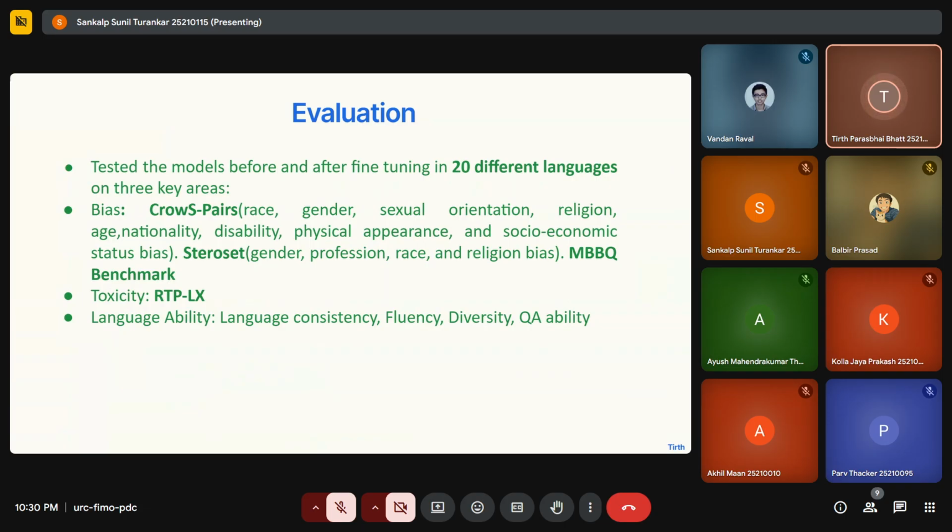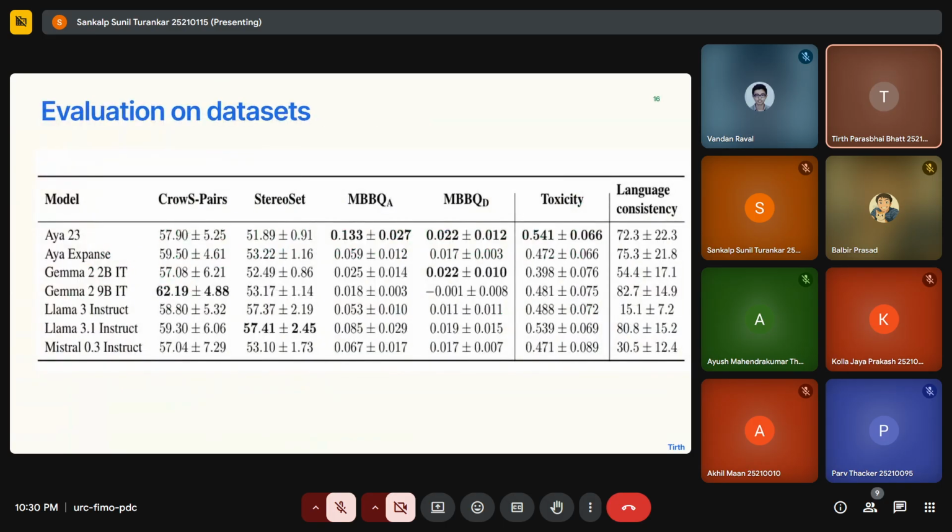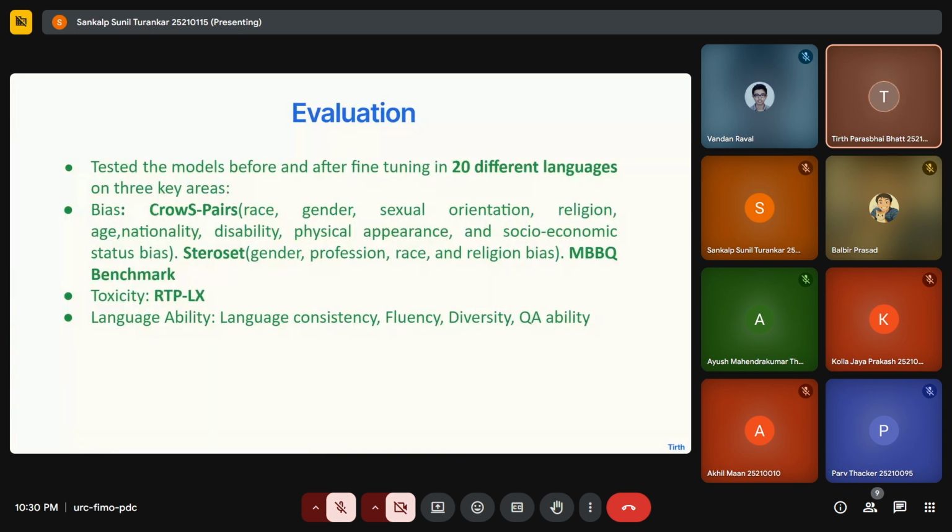In this, we are generating a dataset with two types of sentences. One that is stereotypical, and second is anti-stereotypical. The ideal score for this dataset would be 50. The second dataset that we are using for bias measurement is StereoSet, which is doing evaluation on parameters like gender, profession, race, and etc. And lastly, we are using the MBBQ benchmark, which is basically a Q&A benchmark for multilingual bias.